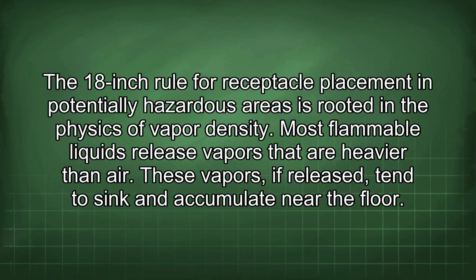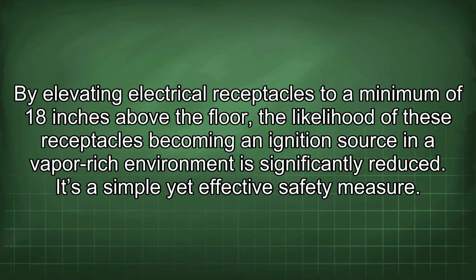The 18-inch rule for receptacle placement in potentially hazardous areas is rooted in the physics of vapor density. Most flammable liquids release vapors that are heavier than air. These vapors, if released, tend to sink and accumulate near the floor. By elevating electrical receptacles to a minimum of 18 inches above the floor, the likelihood of these receptacles becoming an ignition source in a vapor-rich environment is significantly reduced. It's a simple yet effective safety measure.